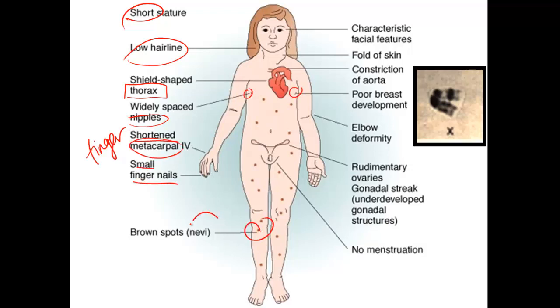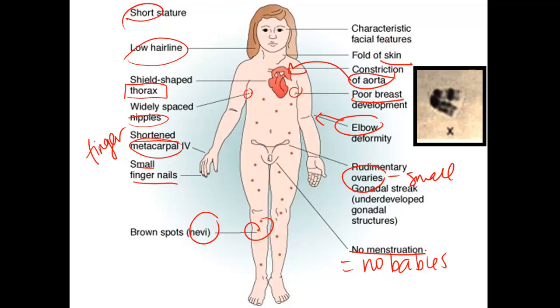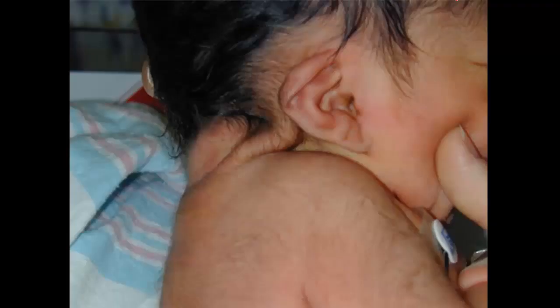That's called nevi. They don't bleed. They don't menstruate once a month. So they can't have babies. They're sterile. Their ovaries are quite small. They're underdeveloped. Their elbows are deformed. Their breasts don't develop properly. Their aorta is squeezed, and they have this fold of skin on their neck and very characteristic facial features. So they only have 1 X chromosome, and that causes a whole range of problems. Here's a baby born with that fold on her neck, and when they get a little older, it looks something like this. So it's very common when you have Turner syndrome to have this feature.